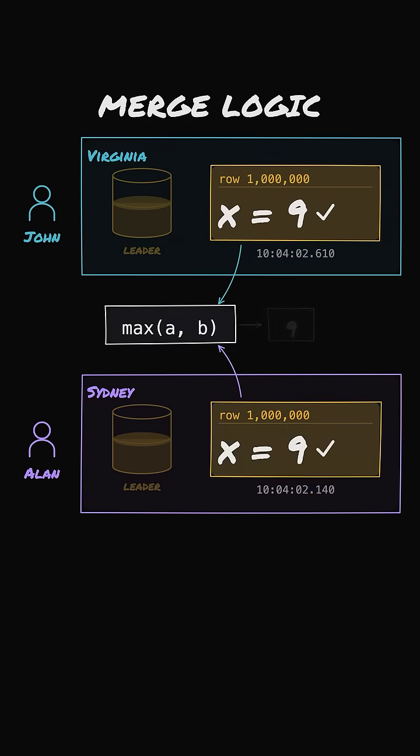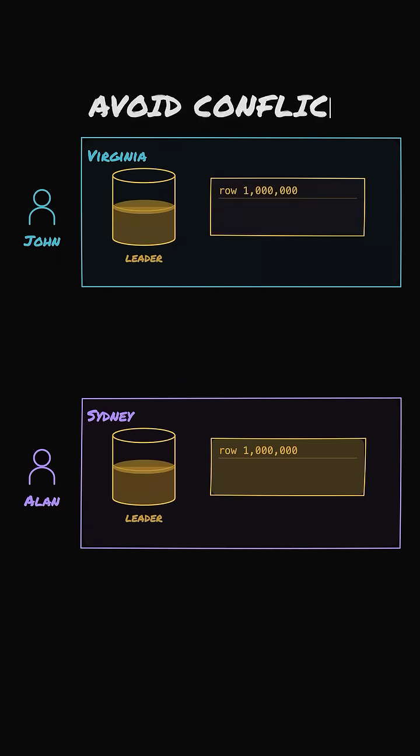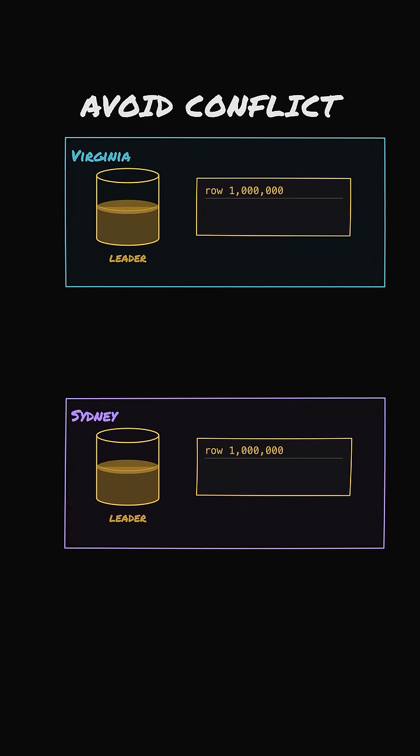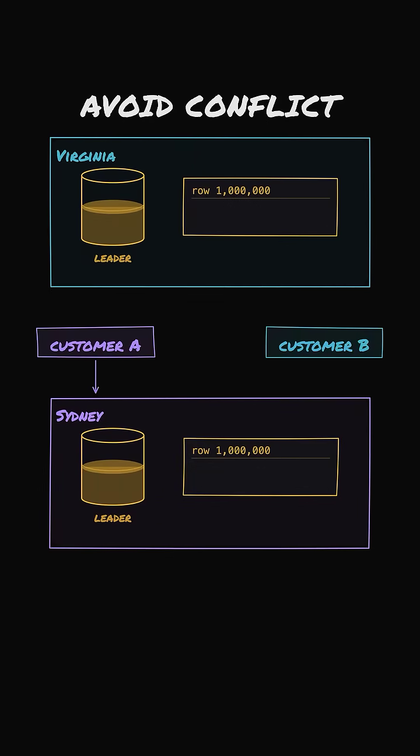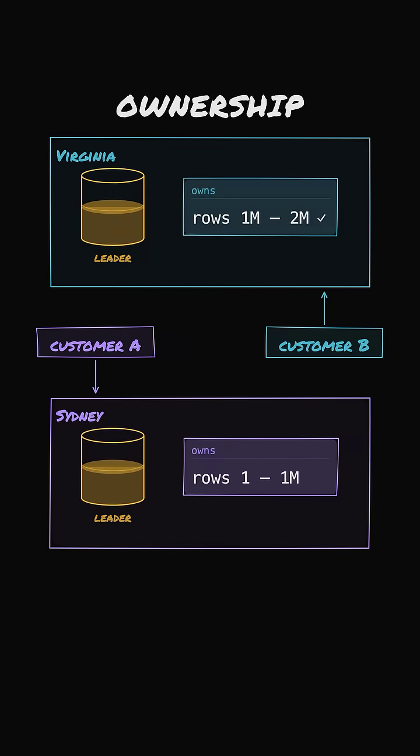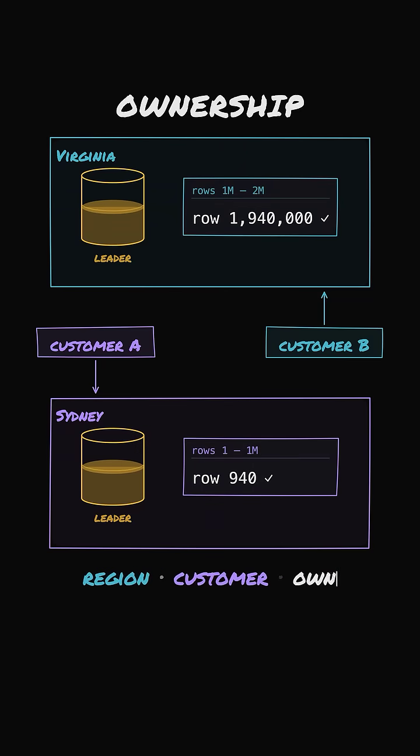In the practical world, teams try to design the application so that conflicts don't happen. For example, all writes for a particular customer can be routed to one designated leader. Then Sydney owns one set of data, and Virginia owns another set of data. So the two leaders normally aren't modifying the same records at the same time. That's why multi-leader replication works well when writes can be naturally divided by region, customer, or some other ownership boundary.